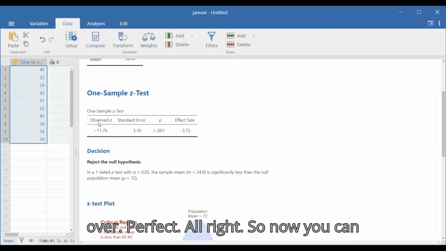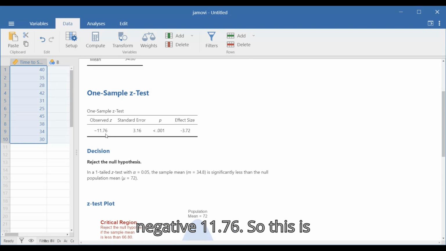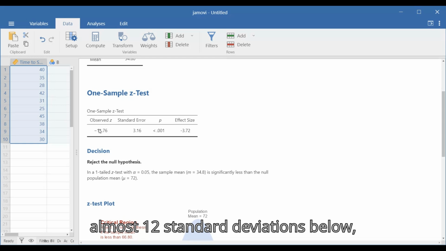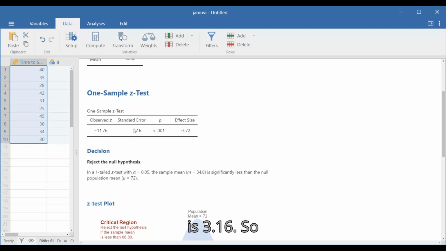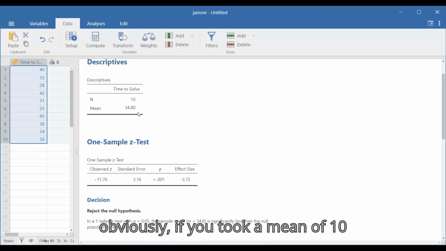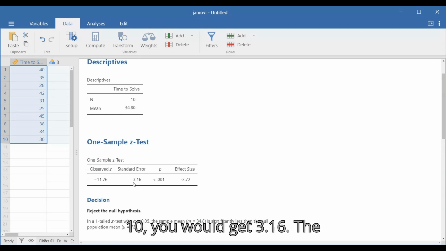Perfect. All right, so now you can see our observed z-score, so this would be our test statistic, is negative 11.76. So this is almost 12 standard deviations below, which is crazy. Our standard error is 3.16. So obviously, if you took the standard deviation of 10 and divided it by the square root of 10, you would get 3.16. The p-value is less than one sample in 1,000.